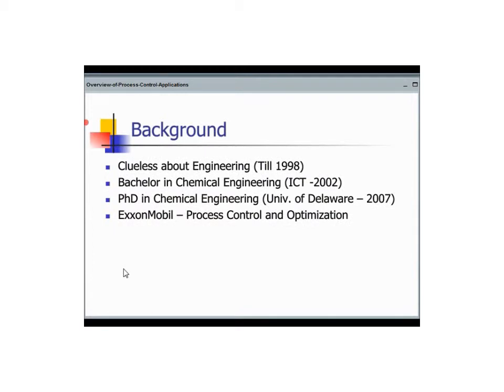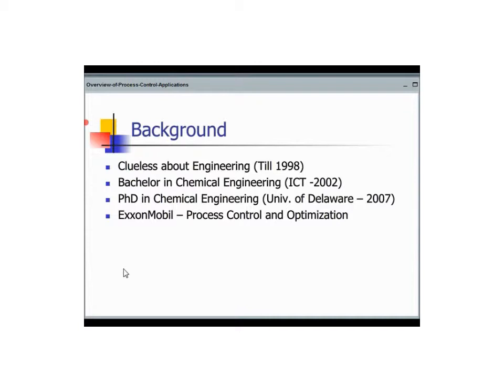I started my engineering journey back in 1998 when I joined ICT. It was called UDCT at that time. I was really clueless about engineering, knew nothing about it. Then I started learning more about chemical engineering and liked it. I had the opportunity to listen to many seminars like today. Some of them were informative and I could understand, and some of them went over my head. Hopefully this is not one of those.